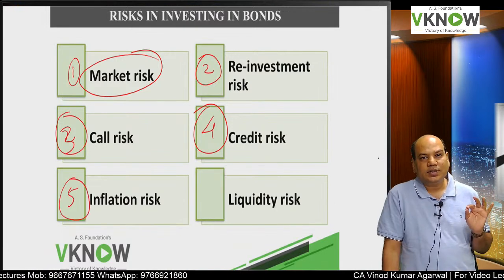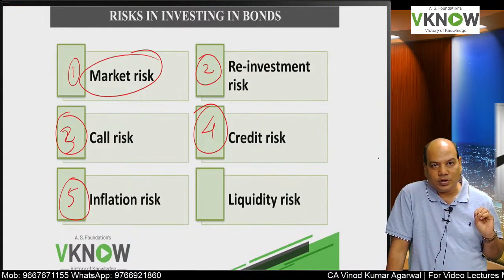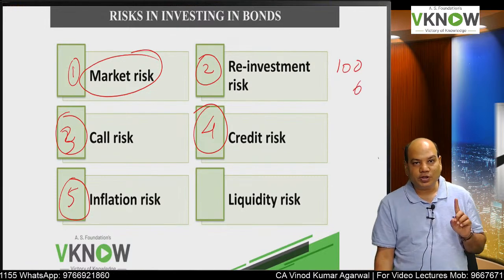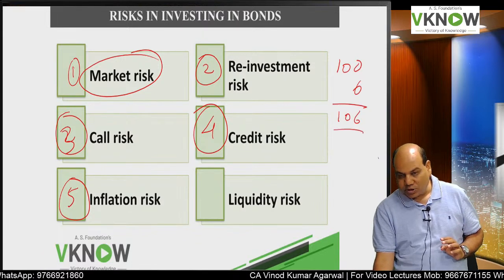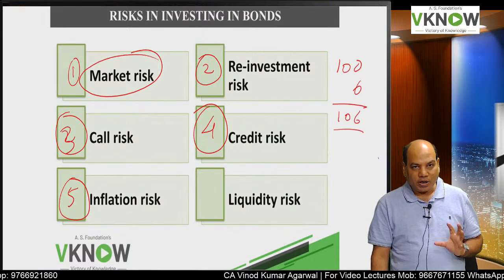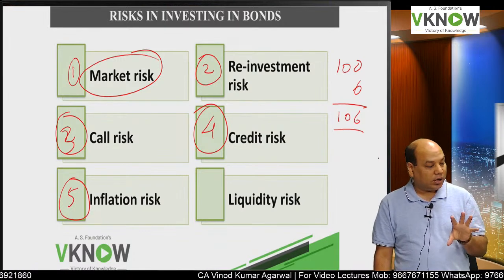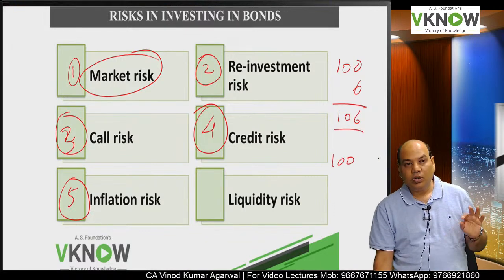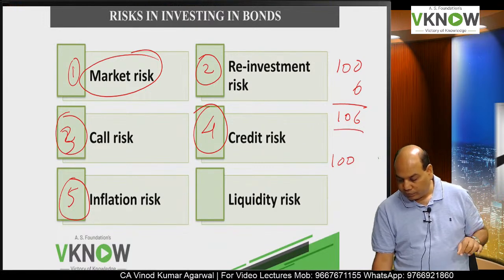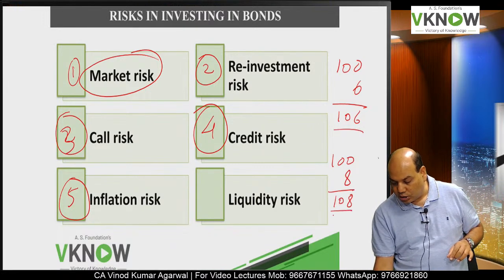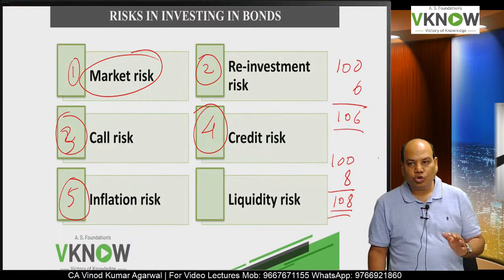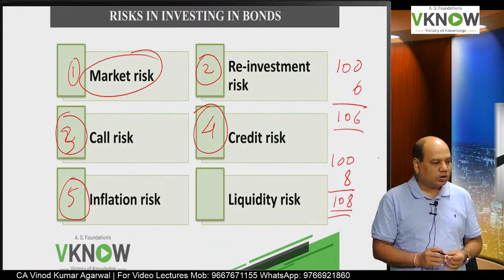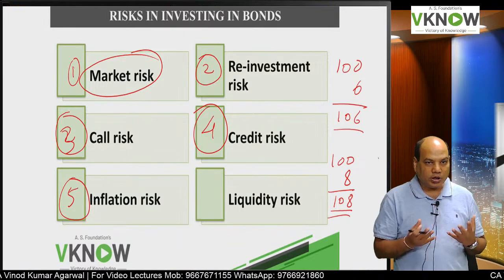Next, a very severe risk of investing in bonds is inflation risk. Now what happens? Suppose you invest 100 rupees in a government bond, they will pay you 6 rupees interest, you will get 106 rupees after 1 year. But suppose the inflation is 8%. So what you could have bought with 100 rupees a year ago, now you will be able to buy it only for 108 rupees. So you redeem your government bond, you get 106, and when you go to buy the same basket of goods and services, you have to pay 108 rupees.